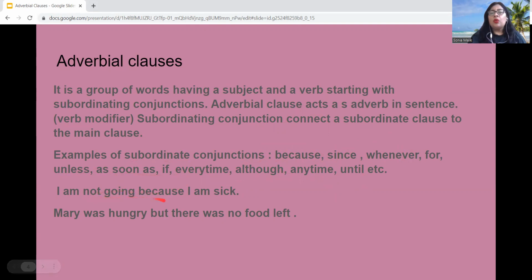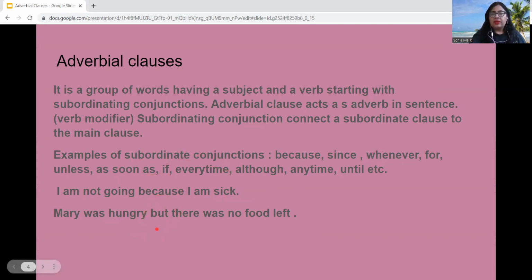I am not going. Why am I not going? Because I am sick, right? Mary was hungry, but there was no food left. It's a contrast. She was hungry, but there was no food left. So you see the conjunctions because and but are being used there.